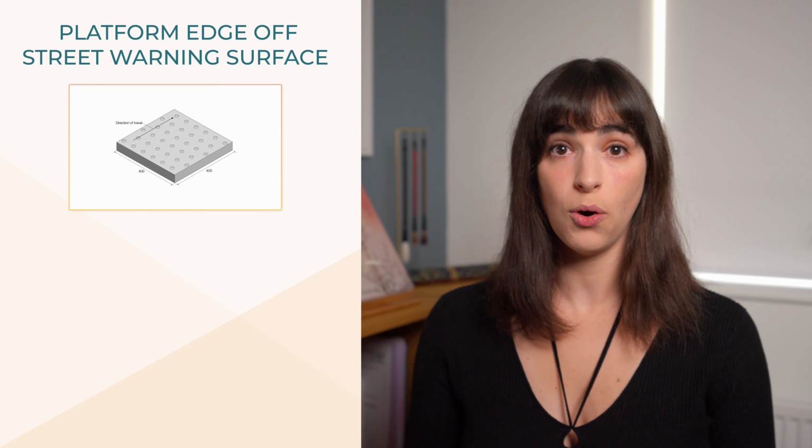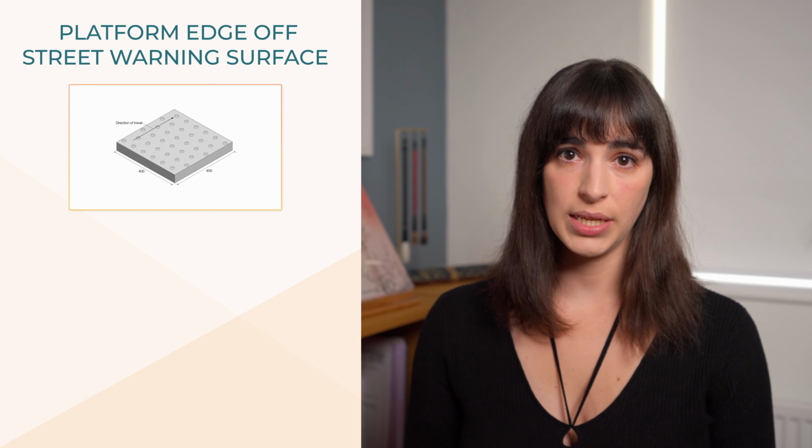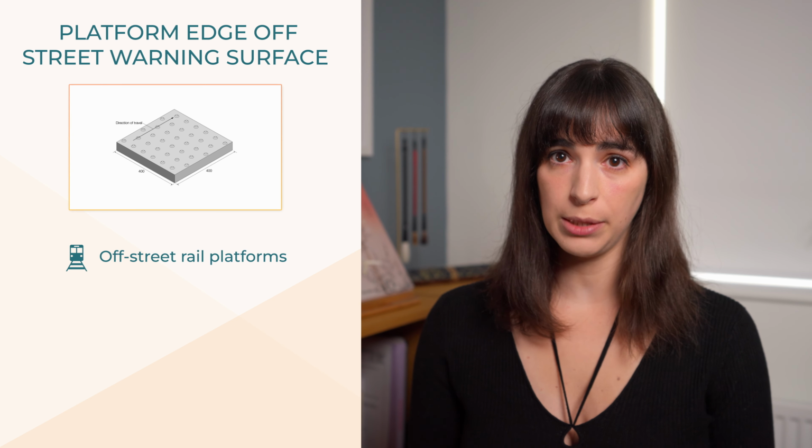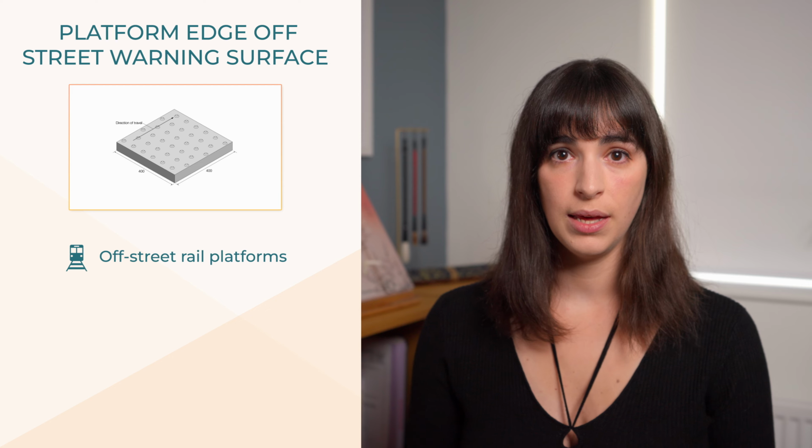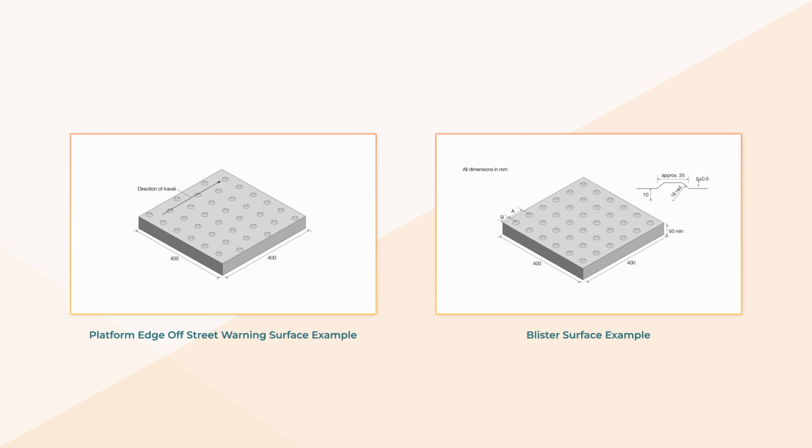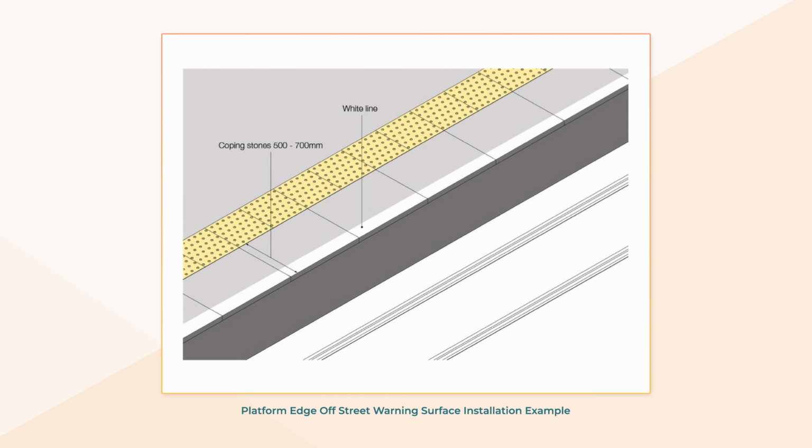Check the guidance for specific information on what to do at right-angle turns, bends, and junctions, as specific layout patterns are required. Lastly, we have the platform edge off-street warning. These are used in any off-street rail platforms like heavy rail platforms and underground platforms. They are similar to blister surfaces, but the rows are offset rather than aligned. They should be installed immediately behind the platform edge stone, or at least 500 millimeters away from the edge, for a depth of 400 millimeters, one slab, for the whole length of the platform.